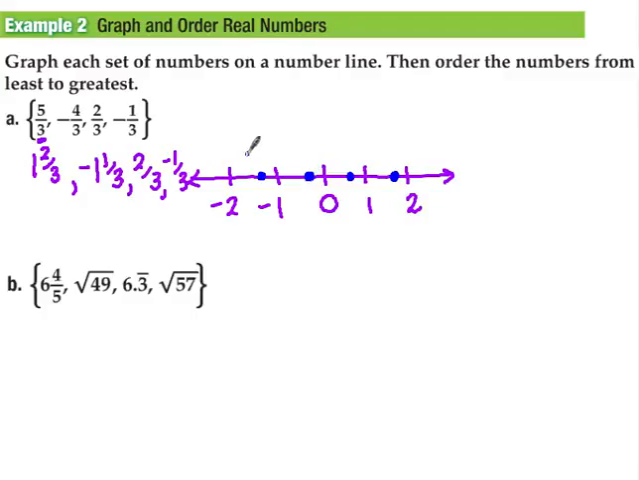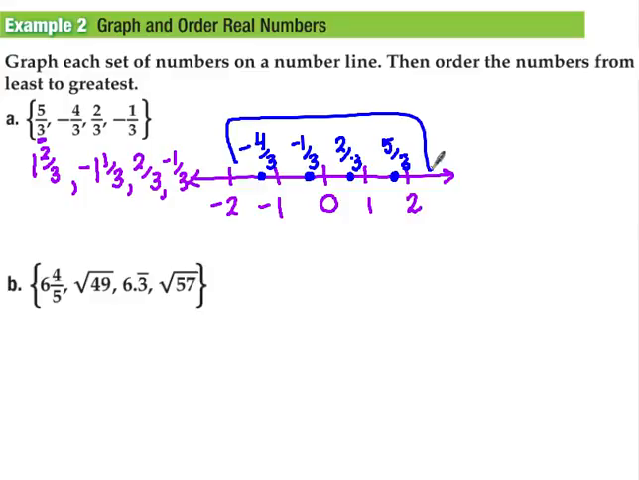Okay, so if I label these, remember this was negative 4/3. This was negative 1/3. This was 2/3. And what was this one over here? Yeah, that was the 1 2/3 or the 5/3. So do you see how I wrote those above the number line? That suffices for ordering the numbers from least to greatest. So you're done. When it says order the numbers from least to greatest, I just did. So that's the number line and ordering.